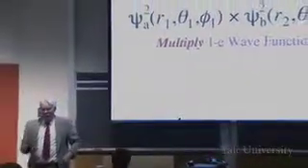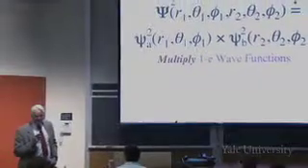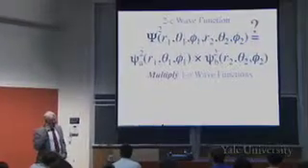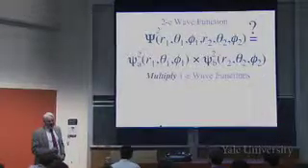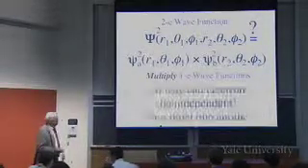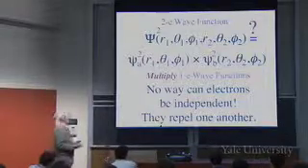So is it valid to multiply? Here I'm multiplying the individual probabilities that electron A is at a certain position, electron B is at another position. Do I get the joint probability that way? Under what conditions do I get the joint probability that way? If they're independent. Now here's the big question. Are they independent? No. Why not? Because of Coulomb's law. They repel one another. There's no way they can be independent.